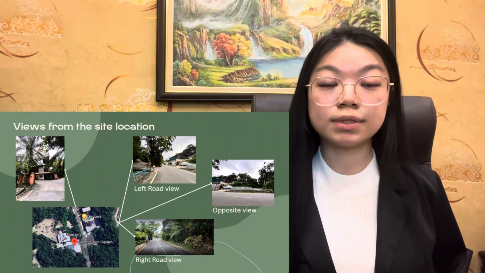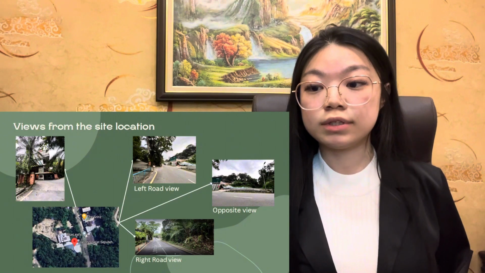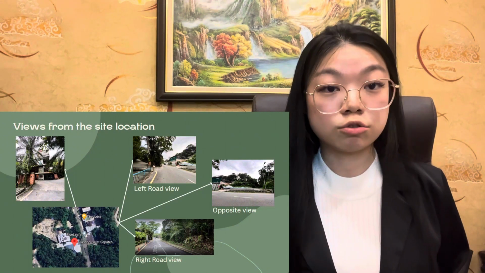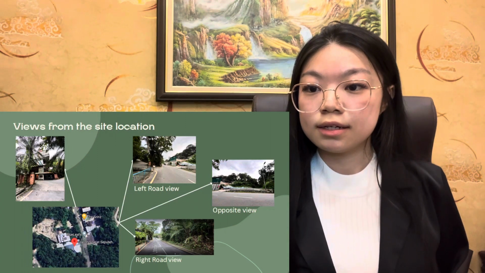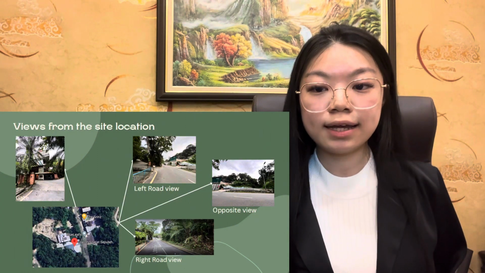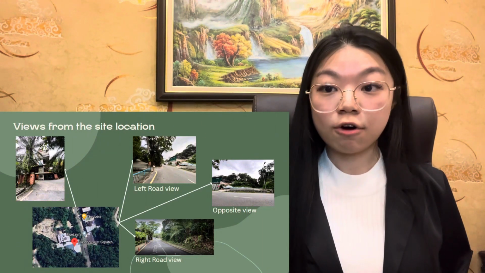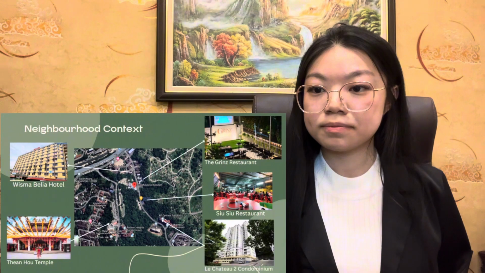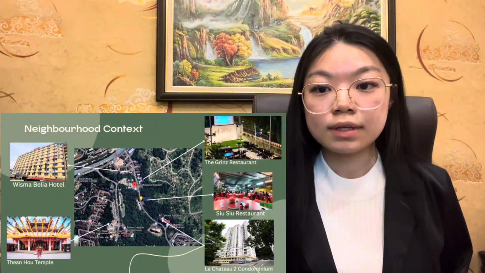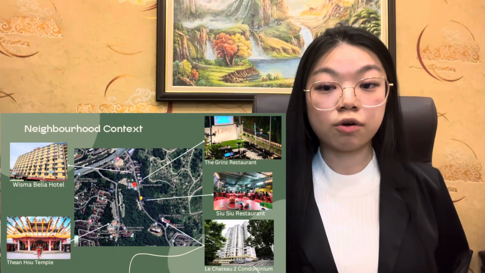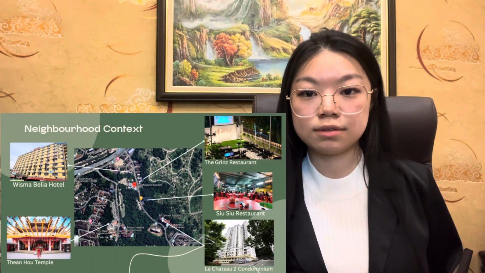This is the view from the site location. On the opposite side of the Glass House, there is construction going on. And the left side and the right side are filled with grass and forest. This is the neighborhood context. There are a few restaurants and a few residences beside the Glass House.